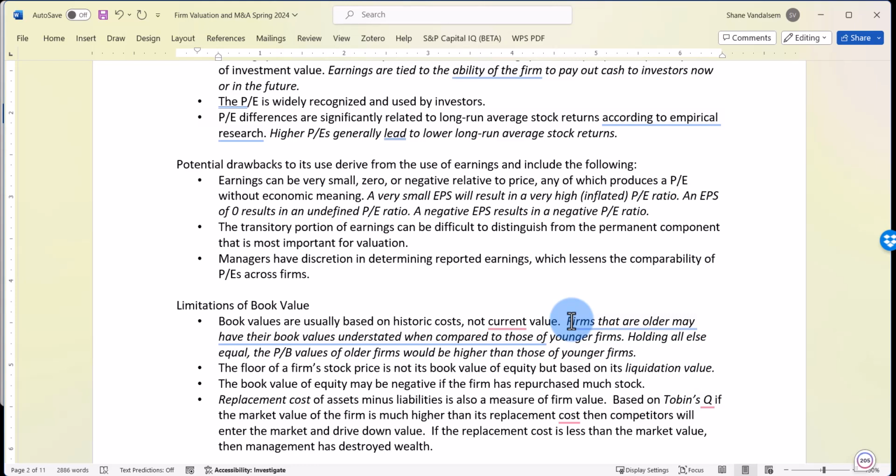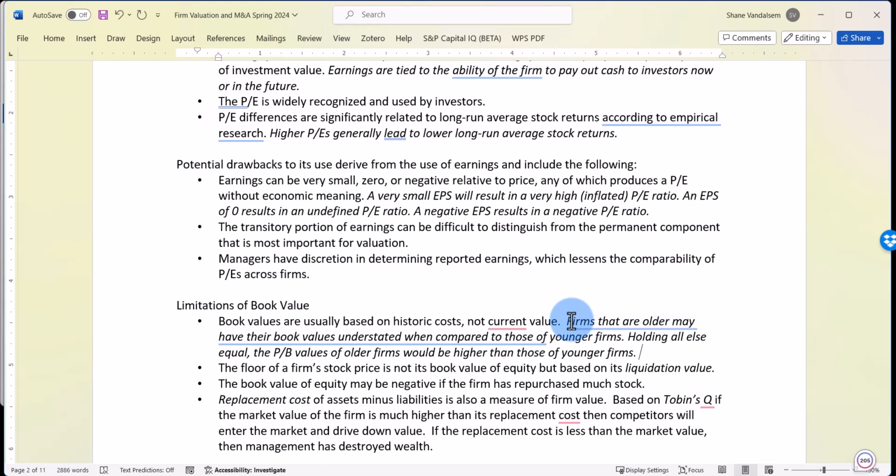The next limitation on book value is that the floor of a firm's stock price is not the book value of its equity, which is what we might assume, but rather its liquidation value. So the minimum value of a company is not the amount of book equity on its books or the value of assets on its books, but really the liquidation value. What could you get for the company in liquidation? The liquidation value of equity would be the liquidation value of the assets minus the value of liabilities on the books, because those would have to get paid first, and then you would hopefully have some remaining equity left over in liquidation.